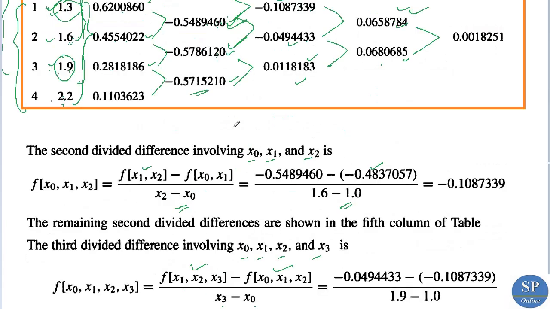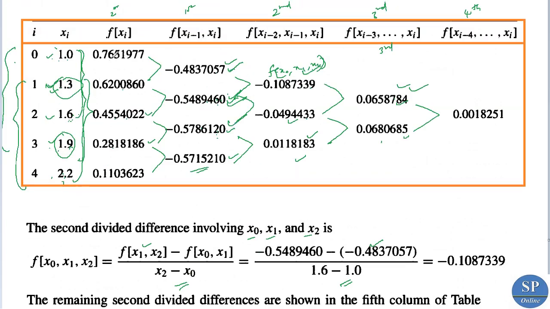So we obtained the five zeroth divided differences, and from that we obtained four first divided differences. Then from that we obtained three second divided differences. After that we obtained two third divided differences, and last we obtained one fourth divided difference.